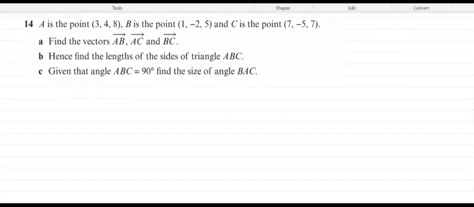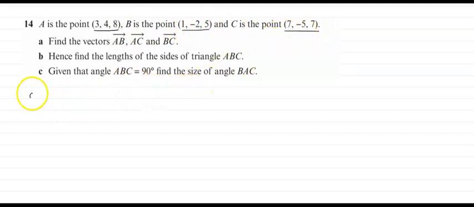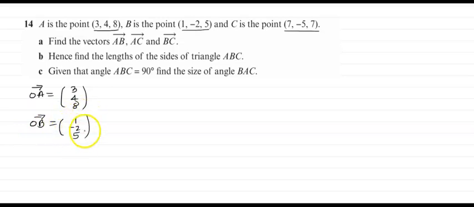Right. Let's go for another exam question. In this question, A is the point 3, 4 and 8. B is the point 1, minus 2 and 5. And C is 7, minus 5 and 7. So OA we can write down 3, 4 and 8. Similarly, we can write down OB, that is 1, minus 2 and 5. And OC we can write down 7, minus 5 and 7.